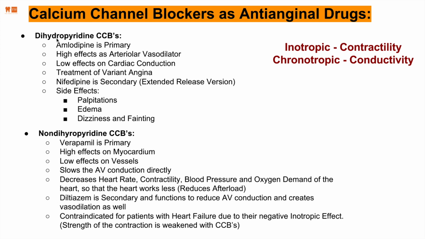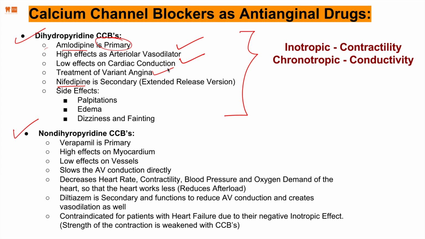There are two types, dihydropyridine and non-dihydropyridine. Okay, let's talk about the dihydropyridines first. Amlodipine, nifedipine. Right? Amlodipine is primary. It has a high effect on arteries, low effect on cardiac conduction. It can be used to treat variant angina.